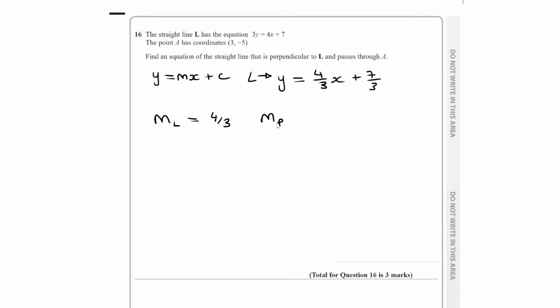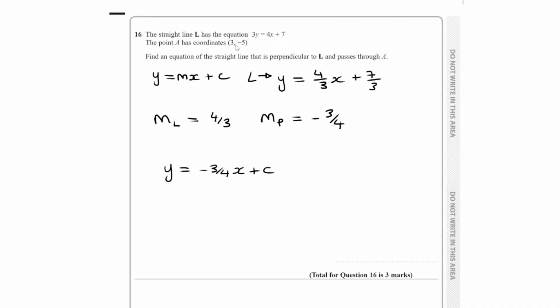Therefore, the gradient, I'm just going to put P for perpendicular because they haven't given me a name for that line. The gradient of the perpendicular line is the negative reciprocal. So if that one was positive, I make it negative, and the reciprocal is where you flip it upside down. So now I've got the gradient for my line, the one that I actually want, so I can write that in. Finally, I just need to find the plus c.